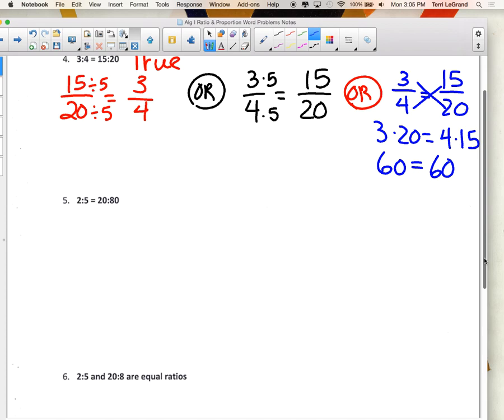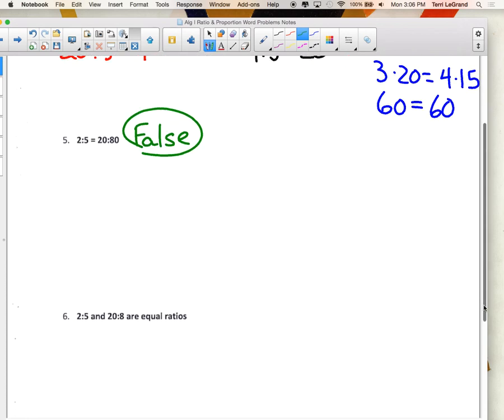Okay, let's do the next one. 2 to 5 is equal to 20 to 80. False. Okay, well, we'll put false and then we'll prove that it's false. This one's false, huh? So give me something that you're going to show to support that it's false.